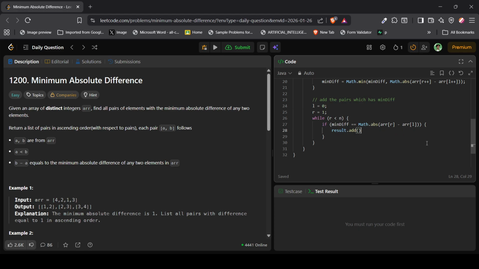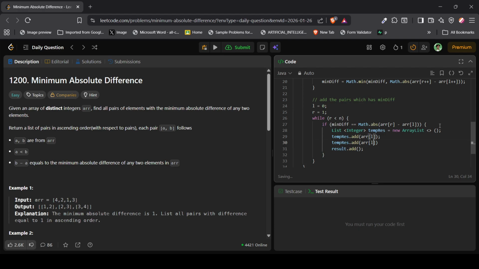Should I do it like something like this? Okay, oh wait, so it can be a List of Integer, temp res equals to new ArrayList. Then temp res add array r, temp res add array l.